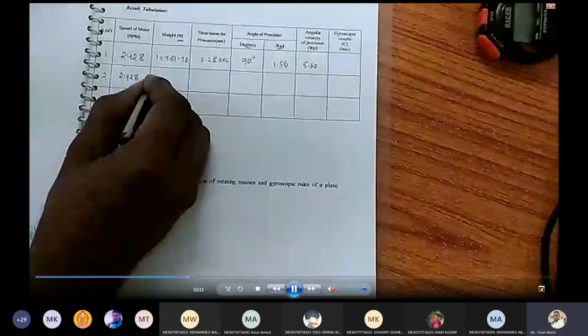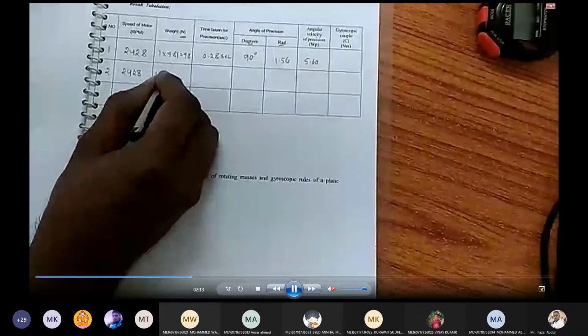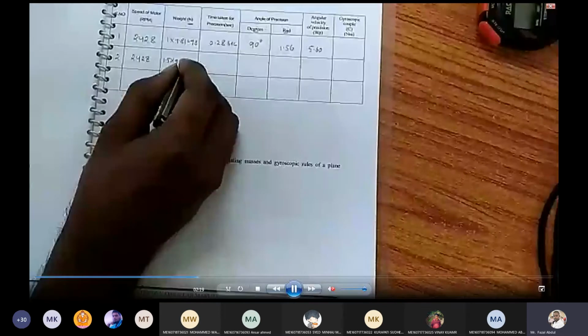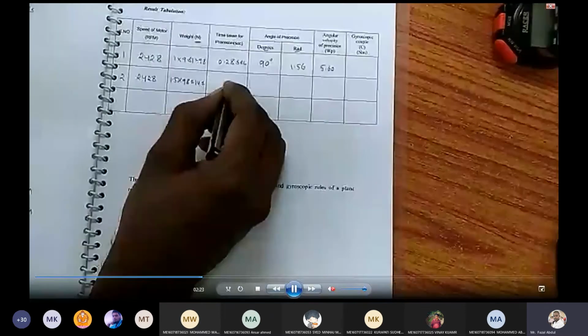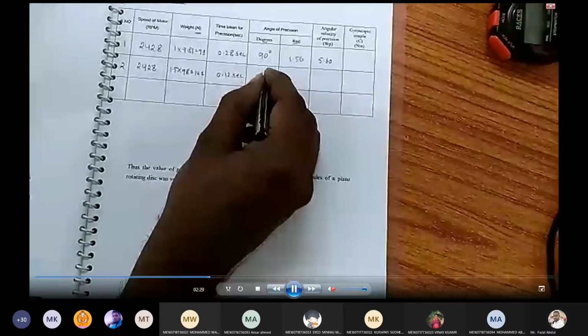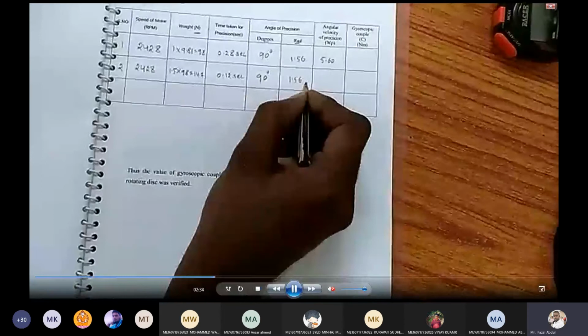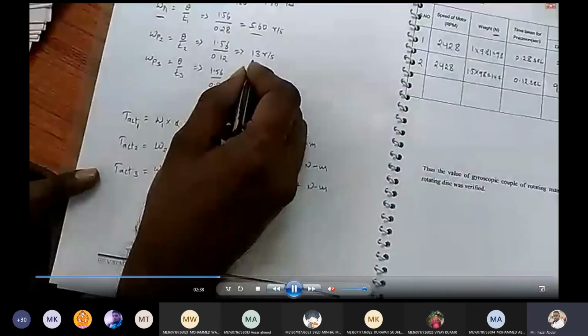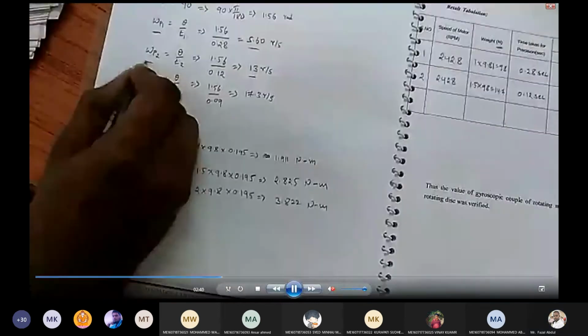For the second time, 1.5 kg, convert into newtons. How much time taken for the 90 degrees of rotation, that time we need to write in seconds. 90 degrees rotation, convert into radians. How much angular precession we got for the 1.5 kg load? This is 13 radians per second.